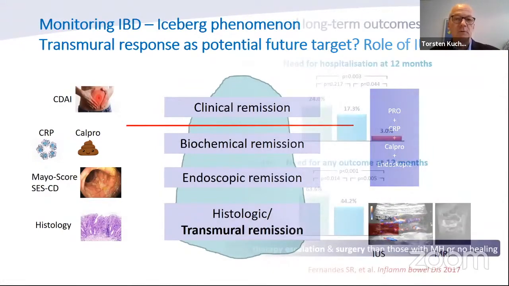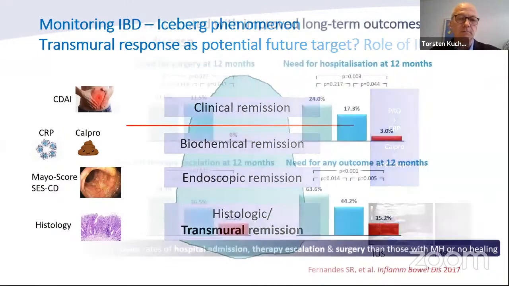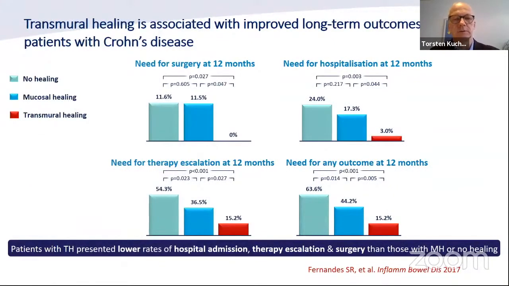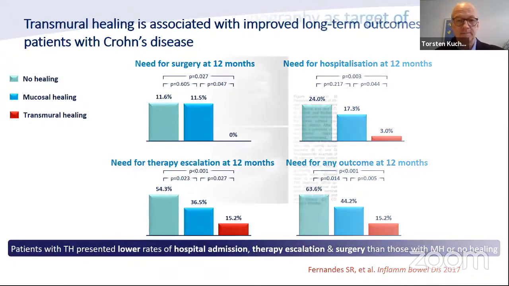Transmural remission becomes more and more important because there are more and more data showing that transmural healing is predictive for a better long-term outcome, as this has been shown in this trial here, where you see the red bar is transmural healing here. If you compare it with mucosal healing and no healing, the need for surgery after 12 months, need for hospitalization, and need for therapy escalation or need for any outcome is much better in patients with the red bar here who had transmural healing compared to no healing or even also compared to mucosal healing.